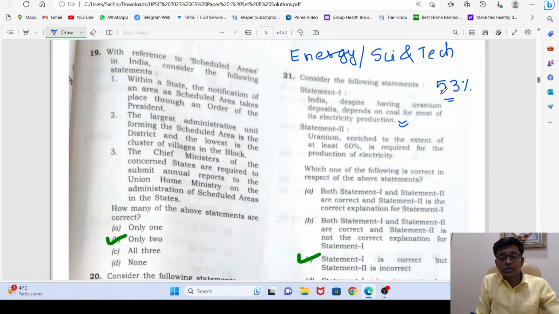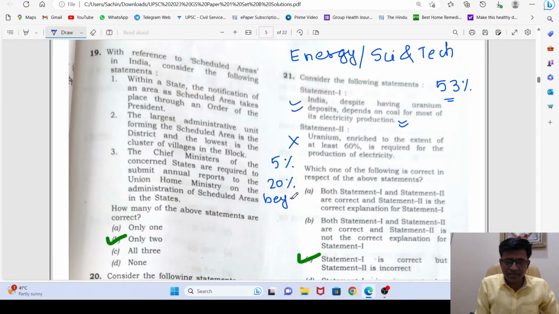So the first statement is correct. Uranium enriched to the extent of at least 60% is required for the production of electricity. That is wrong. For the production of electricity, the maximum enrichment of uranium is 5%. If you are enriching uranium beyond 20%, it means you are going to use that uranium for making bombs. That's why the second statement is incorrect.